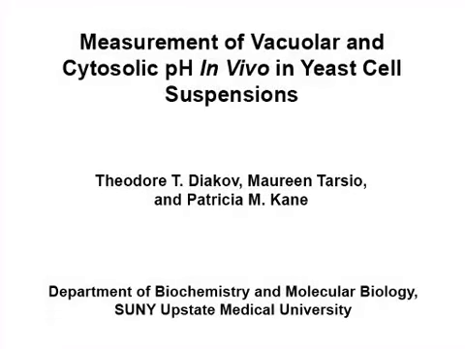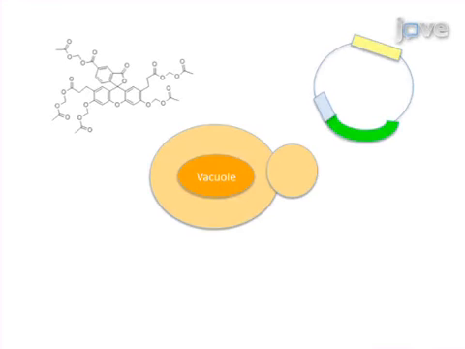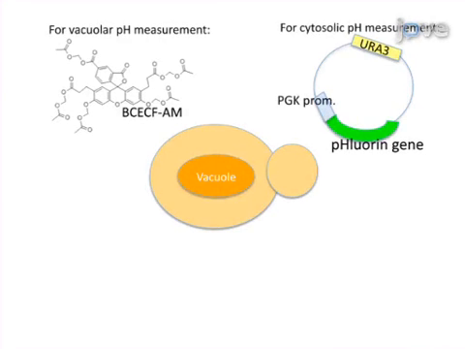The overall goal of the following experiment is to measure vacuolar and cytosolic pH in living yeast cells and to observe how pH changes with alterations in extracellular conditions. This is achieved by introducing pH-sensitive fluorescent probes to the vacuole and cytosol of yeast cells.